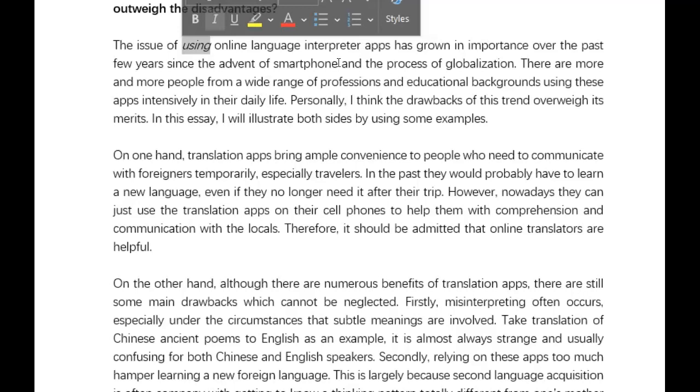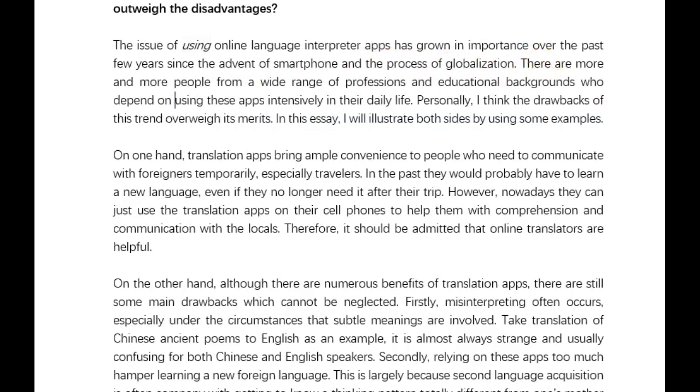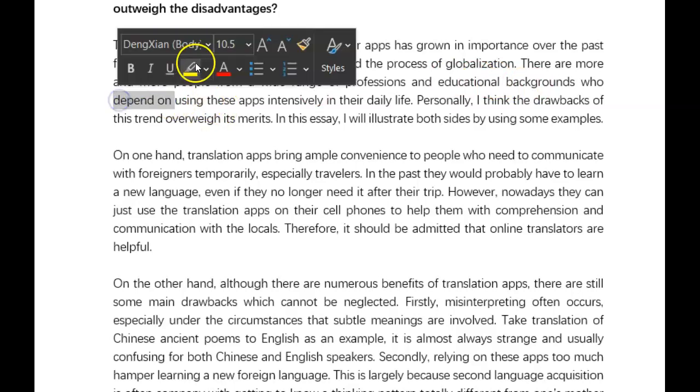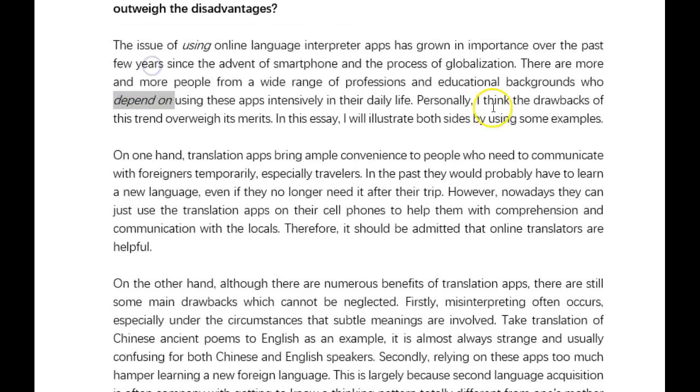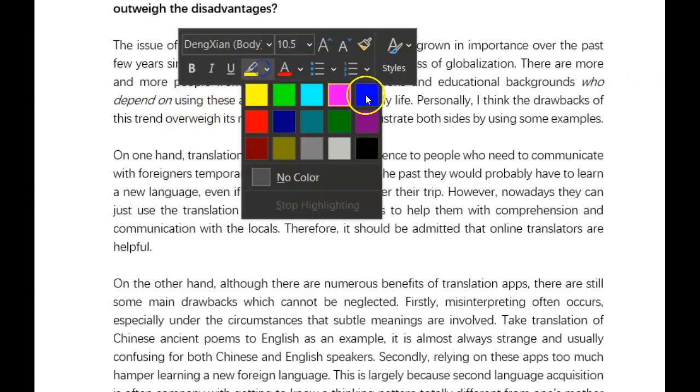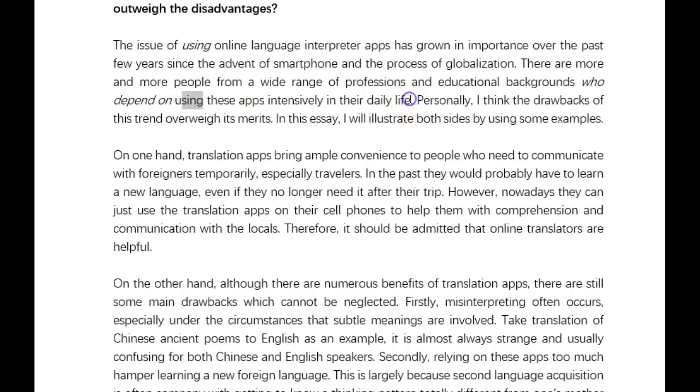There are more and more people from a wide range of professions and educational backgrounds using these apps. There are, and I would say, who depend on these apps, because we've used using there. So I would say depend on, and I think you do need that relative pronoun in there. Using depend on, so that could go these apps intensively. Oh, pretty. Okay. In their daily life.